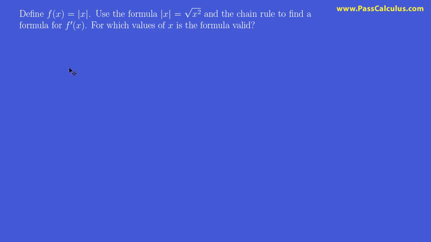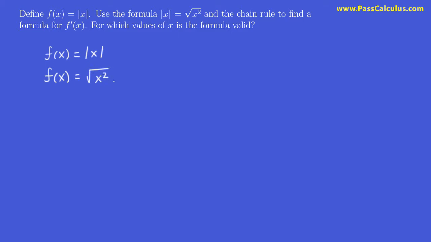So this is the idea for this question. F of x is equal to the absolute value of x. That's the definition of f. And this is not in a good form to take the derivative of, because we don't have a formula for that. But since this is a true statement, the absolute value of x is exactly equal to the root of x squared, why don't we replace that, and then now we know how to find the derivative of this using the chain rule.